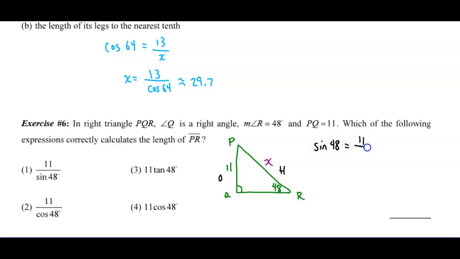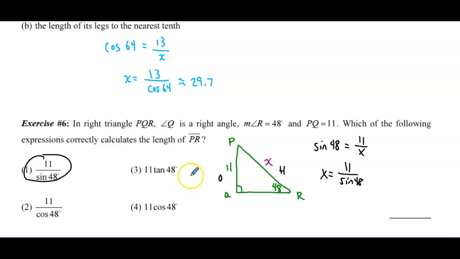equals 11 over X. Well, that's not any of these choices. However, number 1 is the closest of those 4. Now, if I just take that and I quick maneuver the X over to the other side, I'll have X equals 11 over sine 48. Because it's on the bottom, I'm allowed to switch those. Now, I have that correct choice.